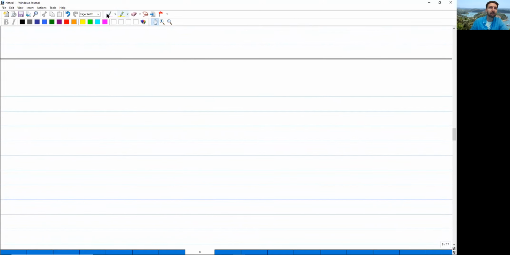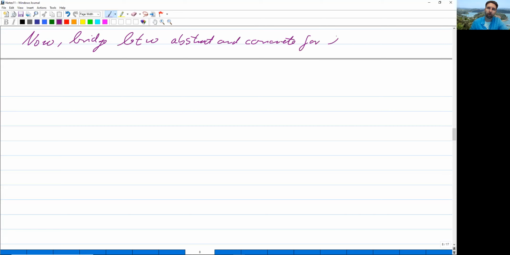But how does this look now for linear maps? Now, the bridge between abstract and concrete for linear maps.